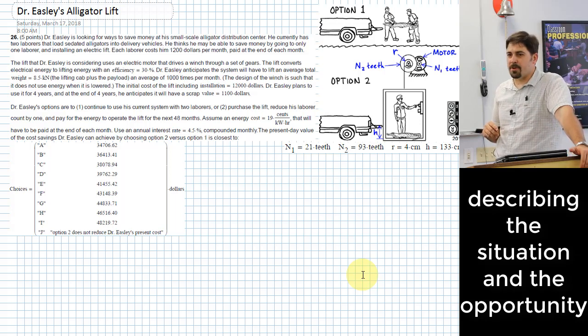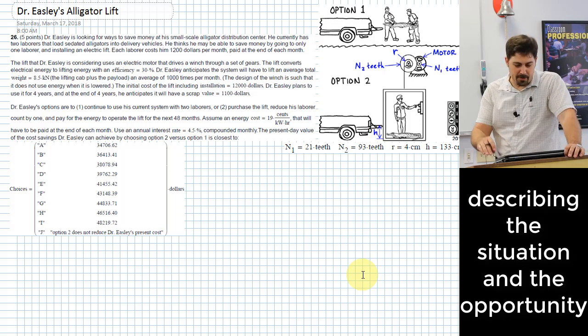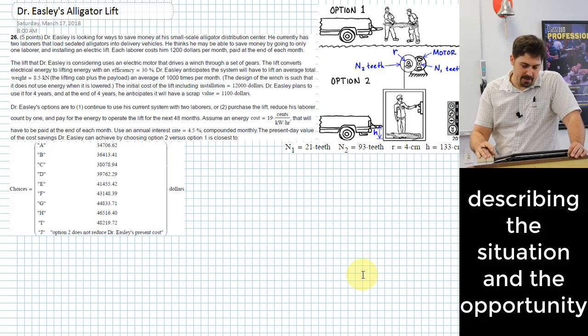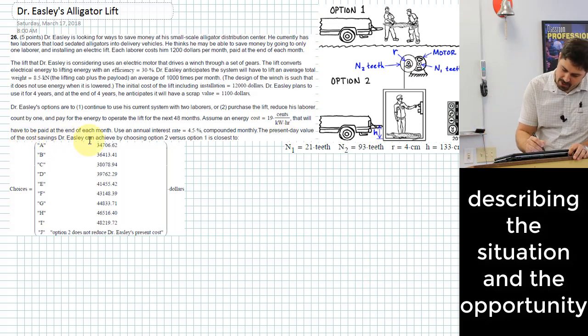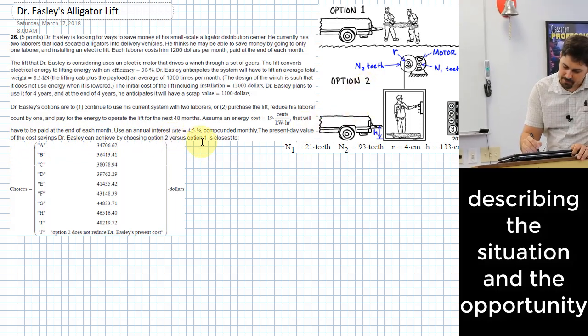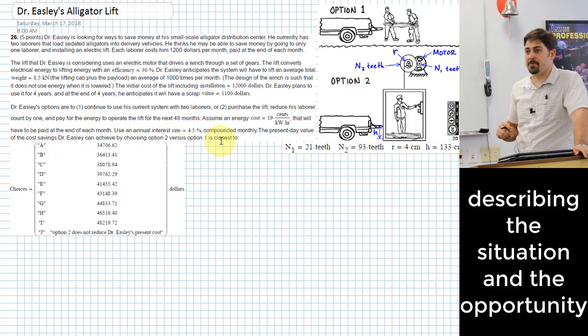He is considering whether or not he wants to put in a lift that will do this work for them. If he puts in the lift, he can get rid of one of his employees, right? So he's trying to figure out, is it worthwhile to put in the lift or not? Which is going to be a better thing for him? So it says, the present day value of the cost savings Dr. Easley can achieve by choosing option 2, that is putting in the lift, versus option 1. That's what we're supposed to try to figure out.